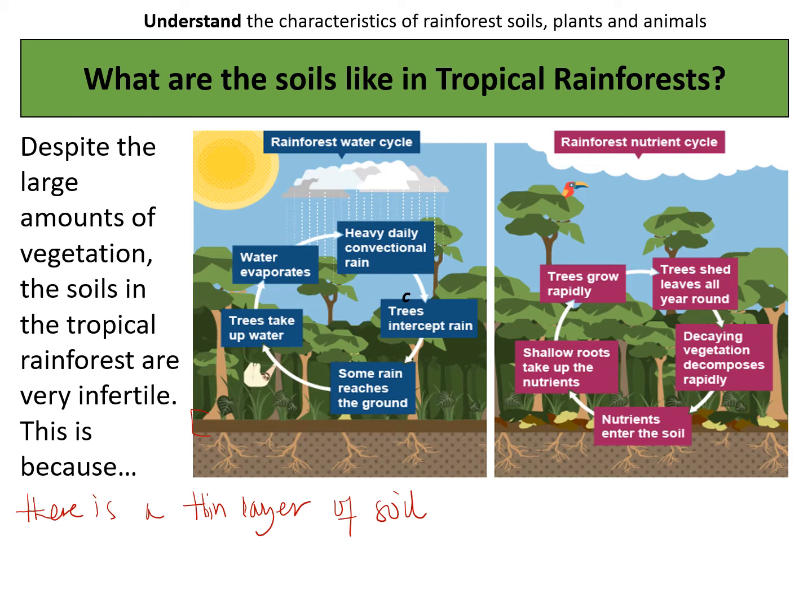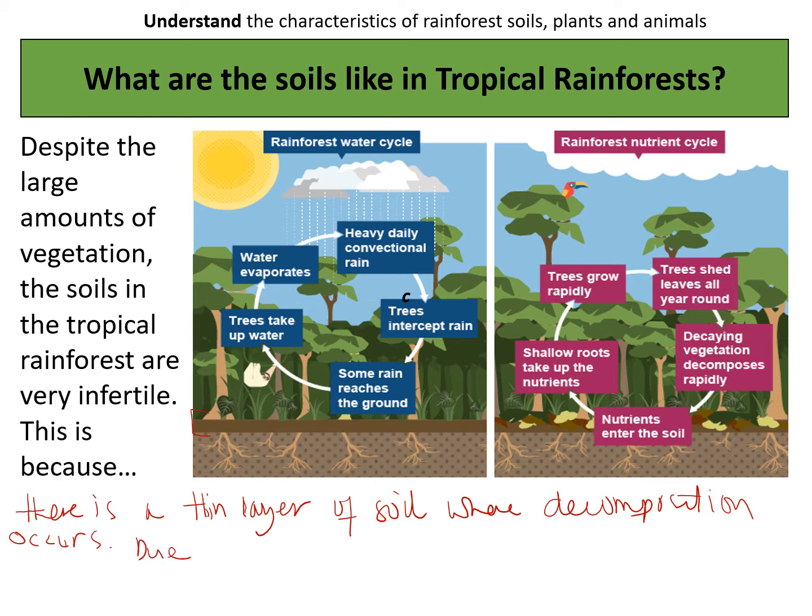And that's where we get a lot of our decomposition happening. Now remember, we get a lot of things dying in this area because it's very dark and it's very wet. So we have a lot of nutrients entering the soil, but they don't always stay within the soil, and that's because of all of the rainfall.